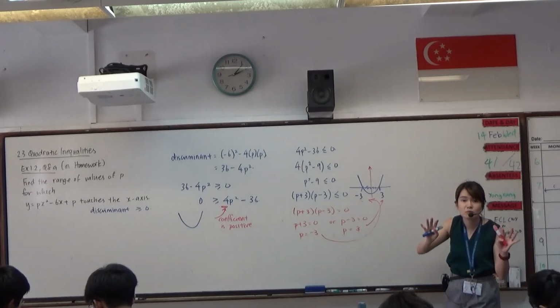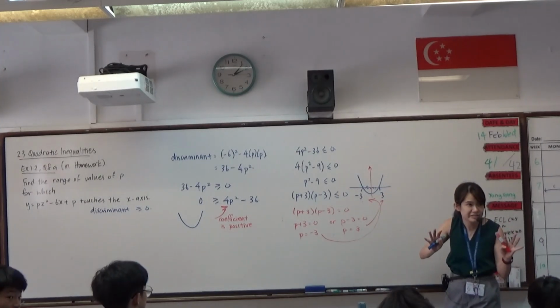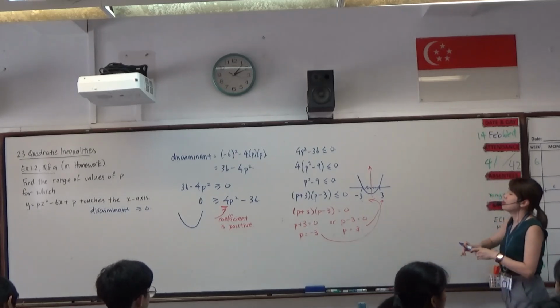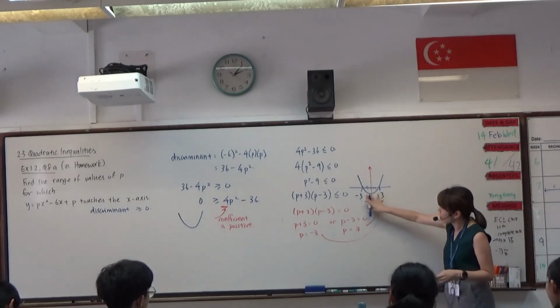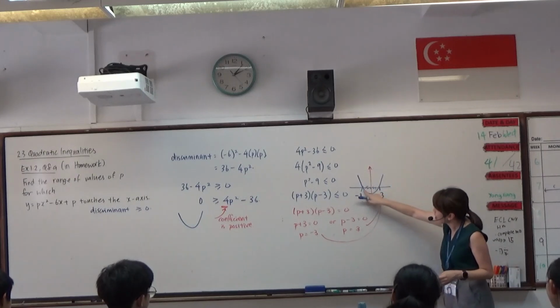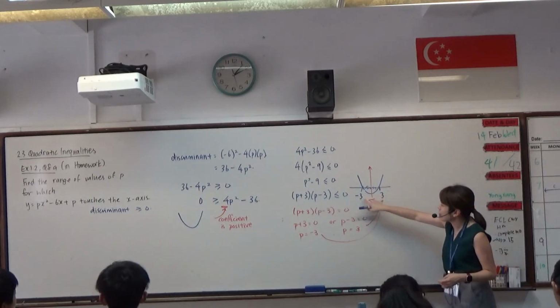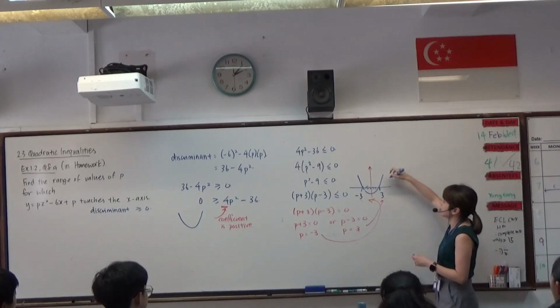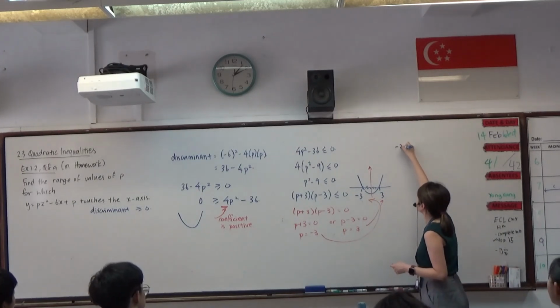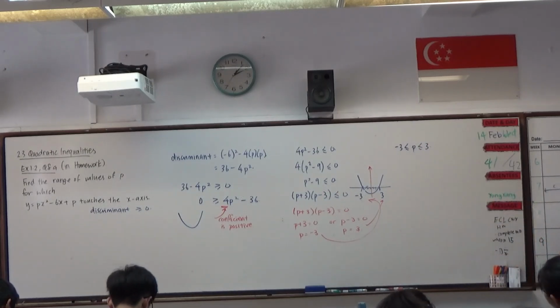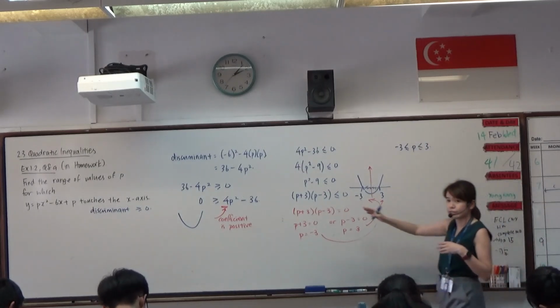Yes, you want a square root, is it? Yes. Wait, I will come to it, okay? Alright, so having this understanding of finding the part of the curve that is below the x-axis, we find that the values are negative 3 to 3. Okay, so that will be the answer to this question.